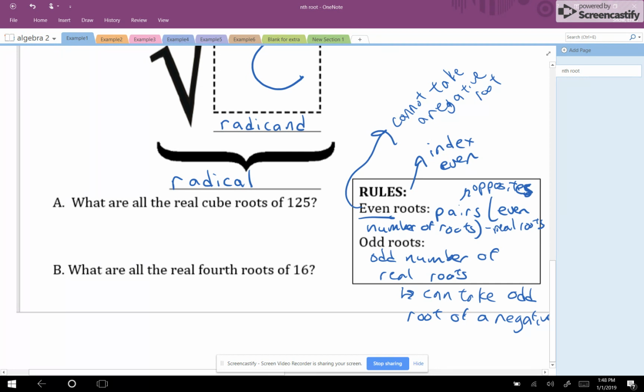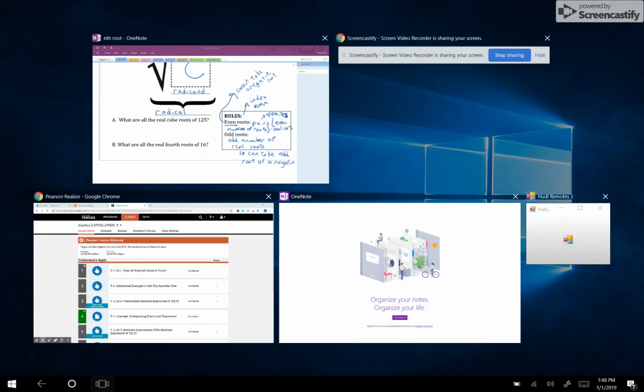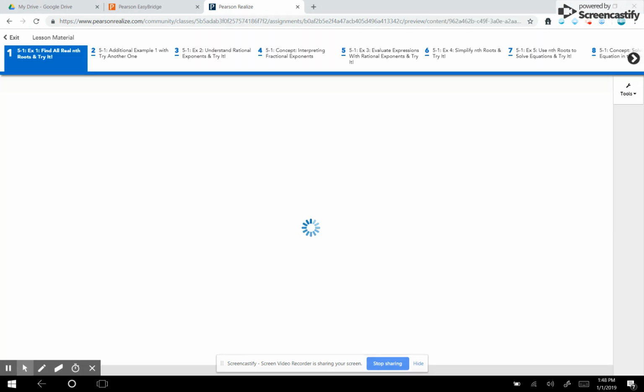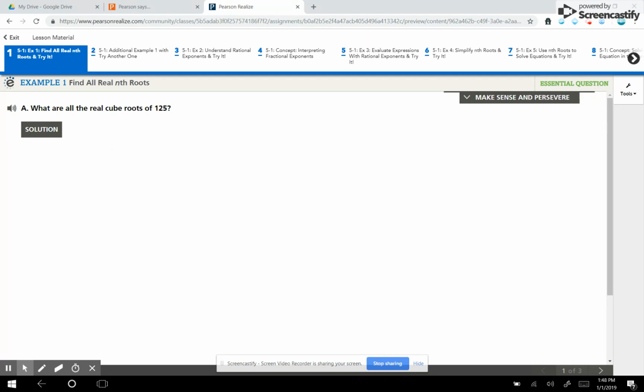Okay. All right. So now I'm going to go back into Pearson and we're going to do this like we do in the classroom. So here's our first example. And I'm going to pull up my writing tool here. Got a lot more options. So this says all of the real cube roots of 125. Now, this is a cube root. Oh, it's going to work for me. There we go. Let's erase it. Sorry. We get to play along here for a minute.